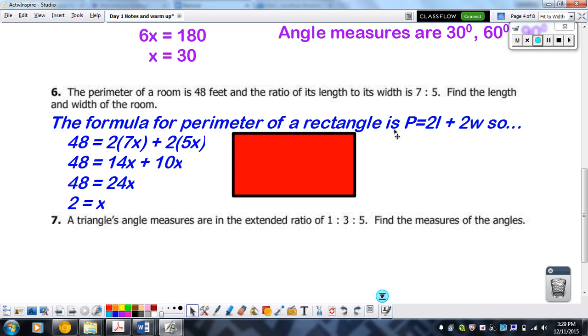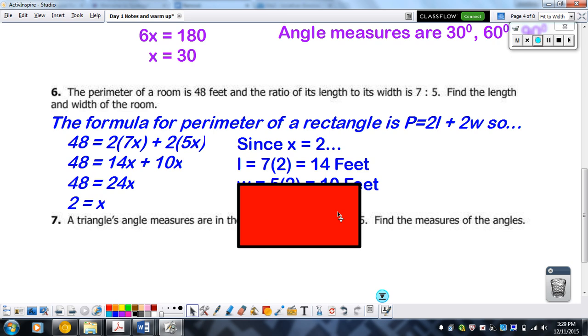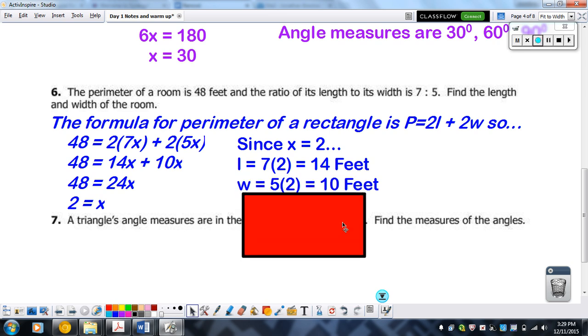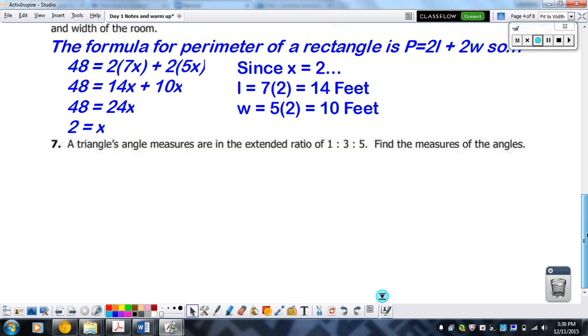Plugging that in, since we know x equals 2, we can just plug these in. We know our length is 7x. So 7 times 2 would give us 14 feet, and the width was 5x, and x is 2, so that would give us 10 feet. Make sure you have units in your answer if there were units in your problem. Number 7 is just like number 5, so I'd like you to try that on your own and we'll check it in class.